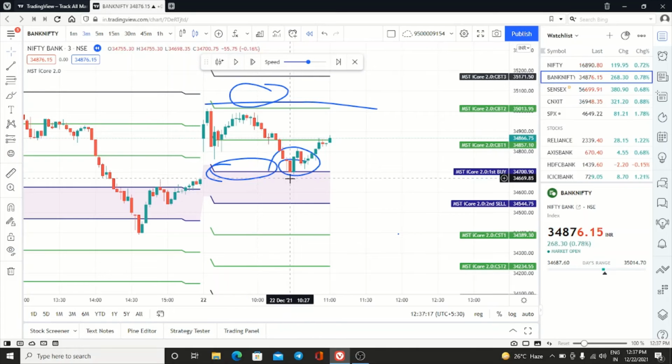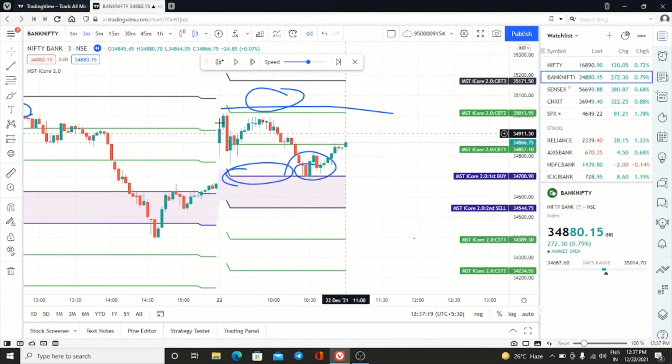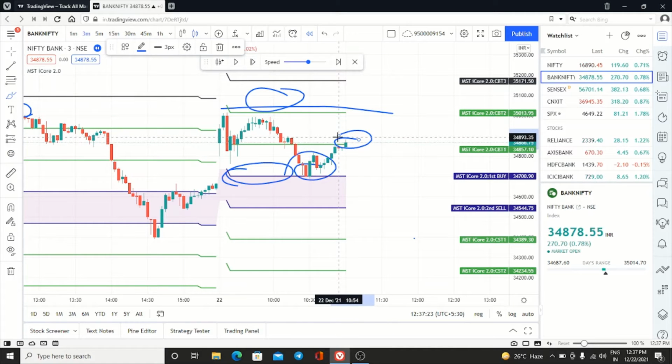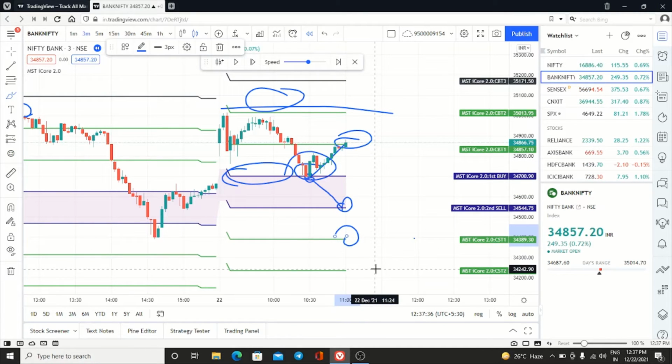But fortunately we got the target achieved immediately. See here, within a 15 minutes candle we got the target. So exactly when the buy activated here, the target hit immediately. That's all. If SL hits, what we will be doing here is taking 2 lots for the target of this one, 34,389. So hope it is clear.